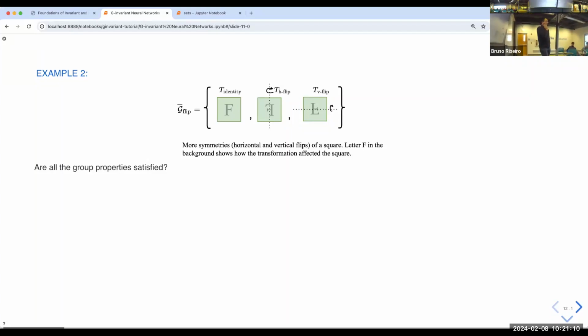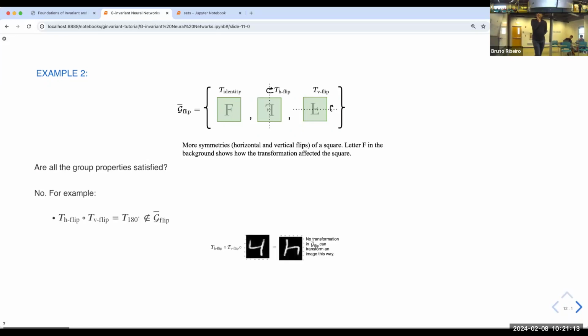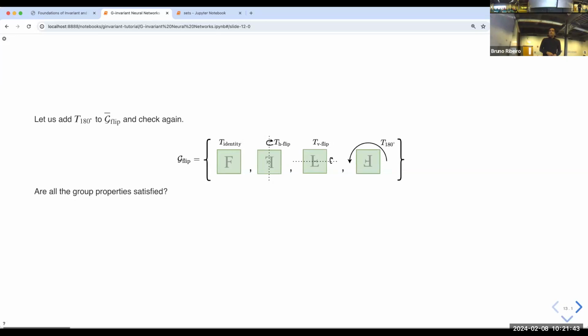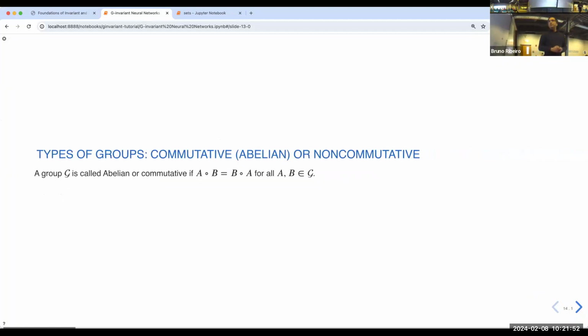I see some no's. Why is that? Because a horizontal flip followed by a vertical flip is a 180-degree rotation, right? I'm applying horizontal and vertical, and there is no transformation here that, if I apply it to the input, will give me this. So what do I need to do? I need to add 180 rotations here. Now let's add 180 rotations and check again. Is this a group? Yes, and we can check that.